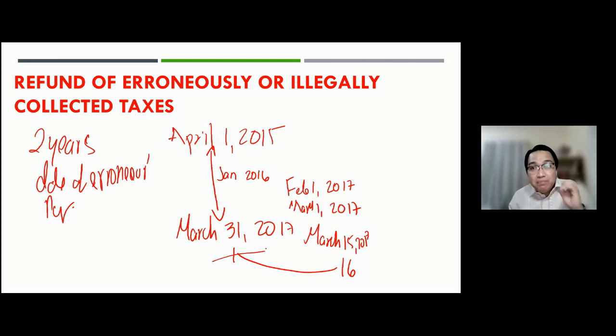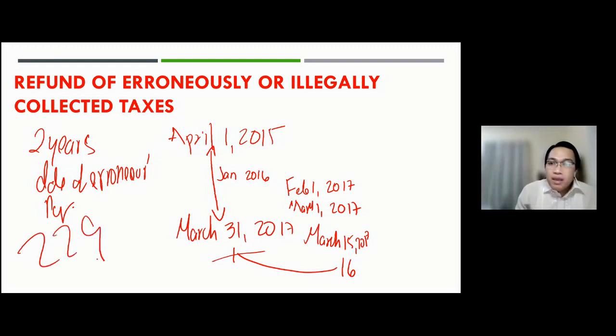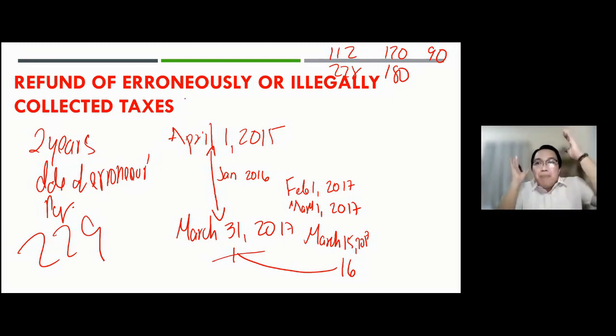Kung mapapansin mo, sa refund of tax illegally or erroneously collected under Section 229, walang period to decide ang BIR. Sa 112, sa refund of input tax, may period to decide siya. 120, ngayon 90. Sa Section 228, protest of an assessment, may period to decide siya. 180 days. Pero sa refund of tax illegally or erroneously collected, walang period to decide. Bakit walang period to decide? Dahil nakapaloob na yan sa 2-year period.